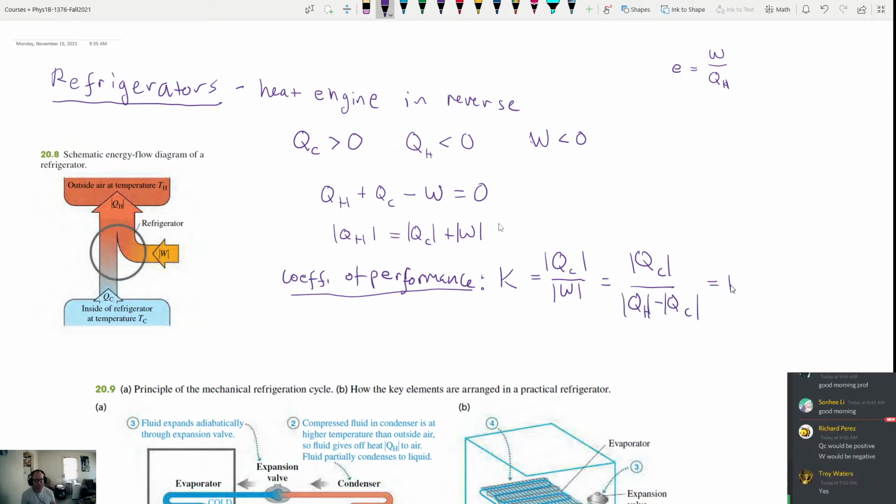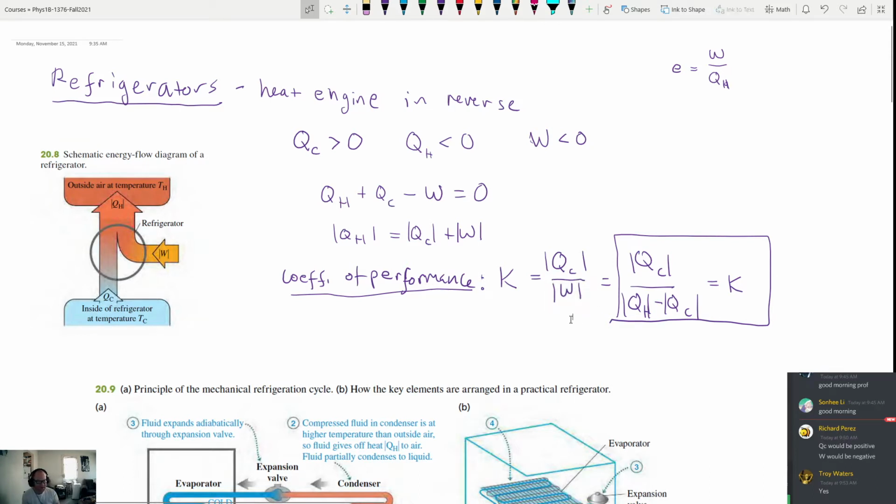So that would be your coefficient of performance, however you want to write it. Either way, that's going to be one of the things that we can calculate for a refrigerator. And the more heat you can dump out for work that can be done, the better.